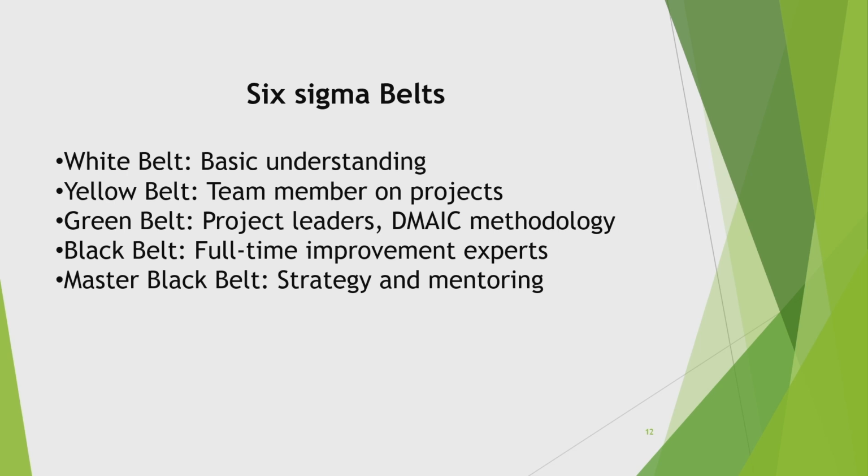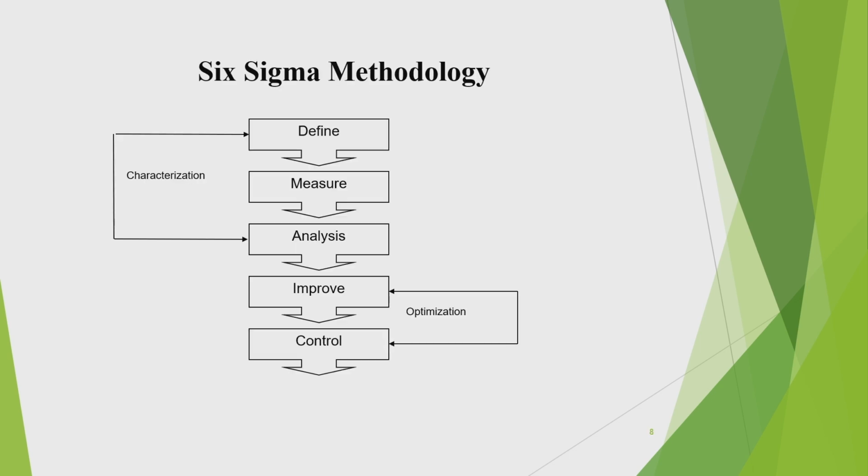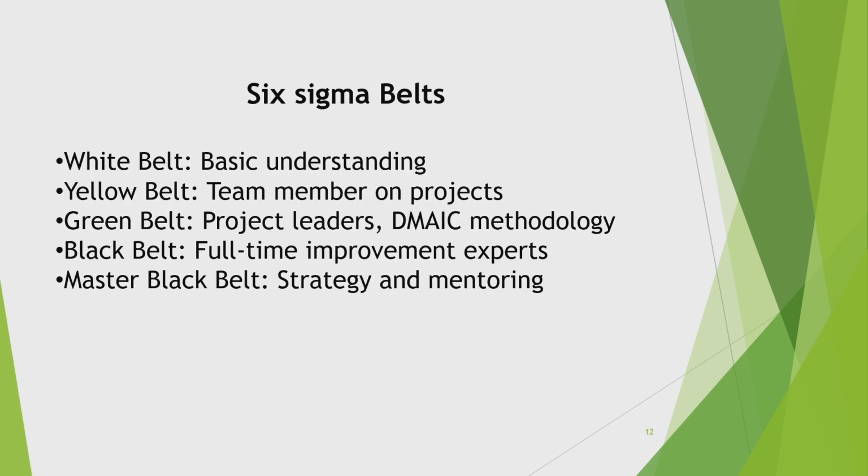Yellow belt means team members on projects who are actually doing the work on Six Sigma. Green belt means project leaders who know the DMAIC cycle: define, measure, analyze, improve, and control methodology. So that is the DMAIC method. One who knows that methodology will get the green belt.